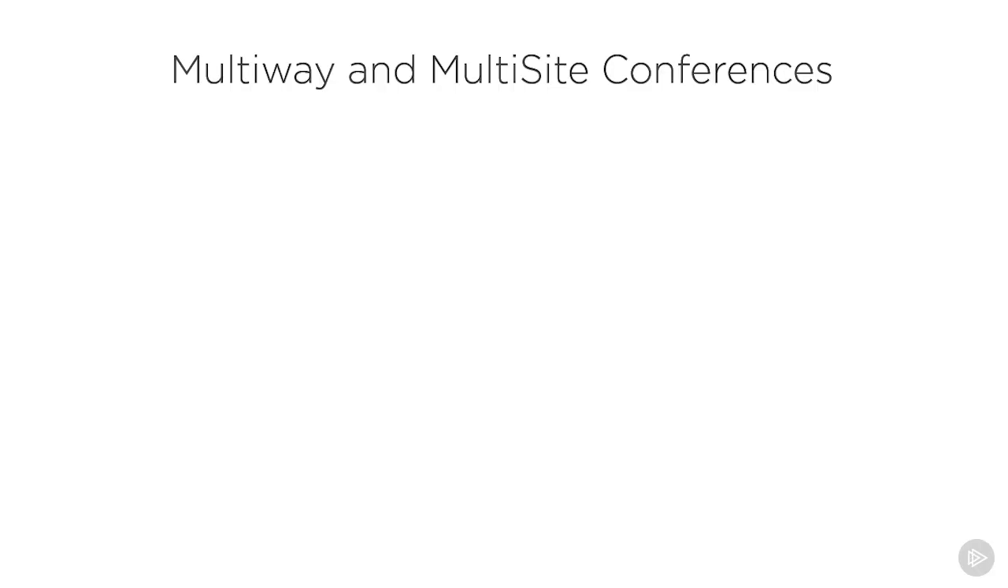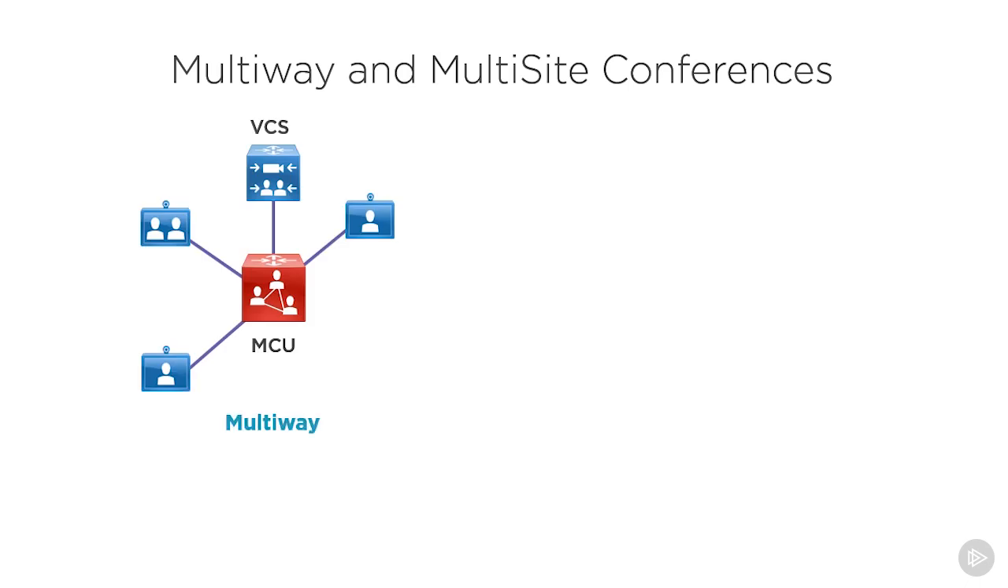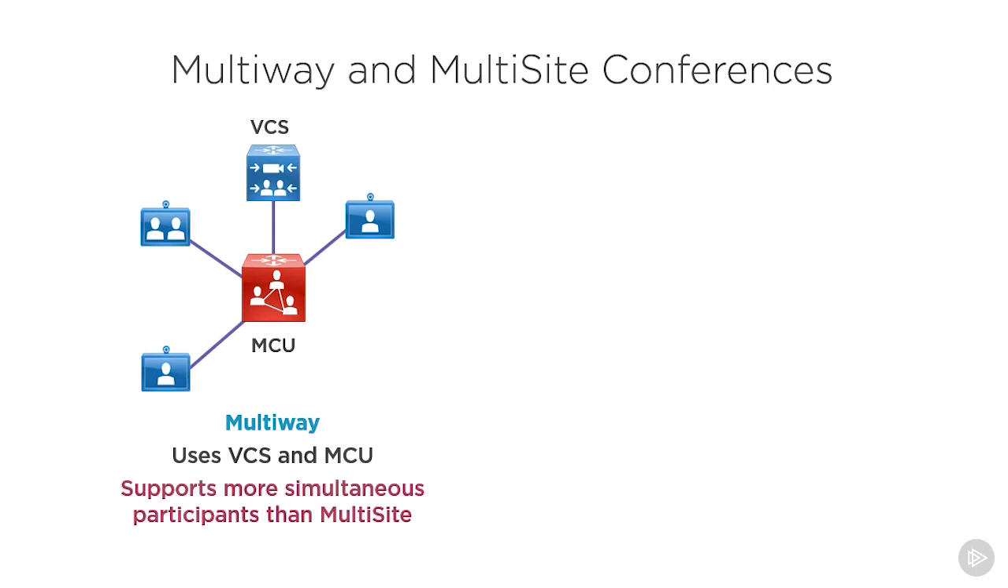As mentioned, we're going to explain the difference between multi-way and multi-site conferences. Multi-way conferences are going to use a VCS and an MCU server. And because of that, they're going to support more simultaneous participants than multi-site. Both multi-site and multi-way support ad hoc conferencing. So what that means is that if you're on a point-to-point call with somebody and you're having a TelePresence conference and you want to join another participant in, go ahead and call them. That's ad hoc, where the individuals are the ones joining users to the conference.